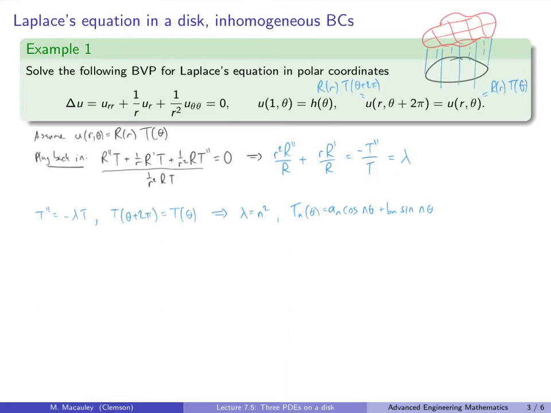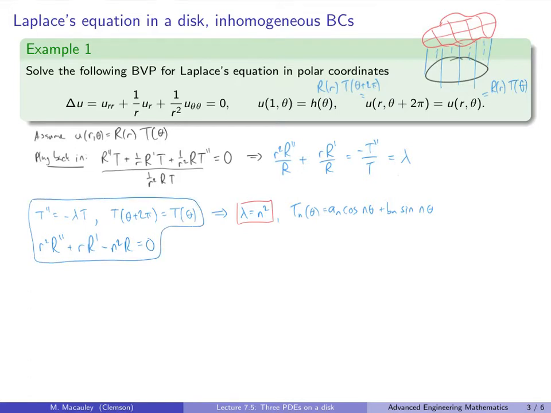Okay, the next equation that we get is in R. So we said we multiply R on the right, we get that little r squared big R double prime plus little r big R prime. And now I'm going to move this to the left-hand side and write that as minus lambda. Well, we know what lambda is. Lambda is n squared. So minus n squared R equals 0. And we don't have any sort of boundary condition for this.